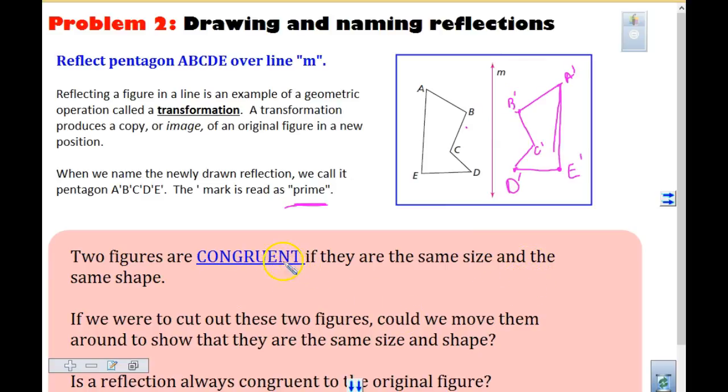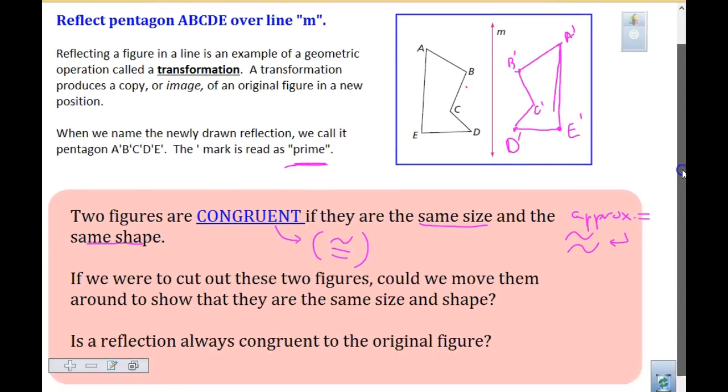The two figures are congruent. Mathematically, this is the symbol that you're going to see for congruent. It's an equal sign with a squiggle over the top. So, approximately equal is this symbol. It's not that. This is approximately equal, right? Congruent is when they have the same size and the same shape, okay? This is the symbol that we use mathematically for congruent.